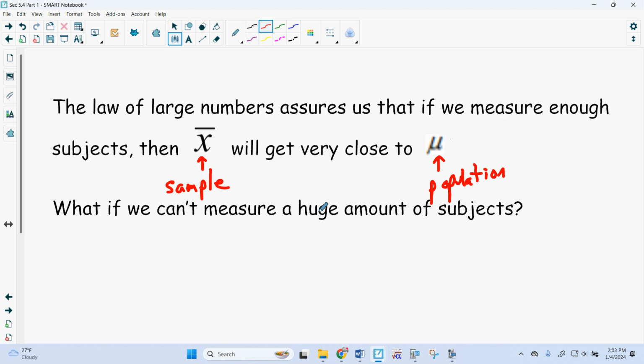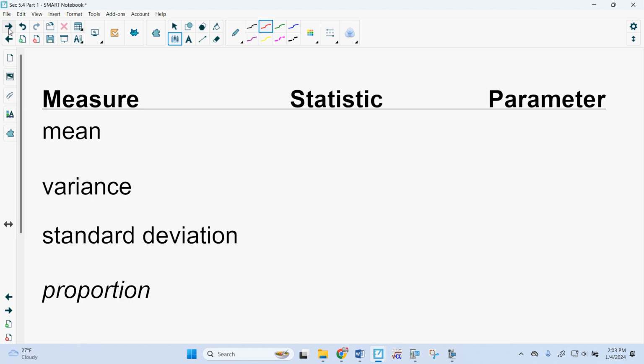But what happens if we can't measure a huge number of subjects? What if you're looking at people across the entire United States? What if you're looking at product coming off the assembly line at Smucker's? They can't open every jar of strawberry jam and check to make sure it's the proper thing. So they can't take a huge sample. So we have to find a way where we can take a smaller sample to predict something about the rest of the population.